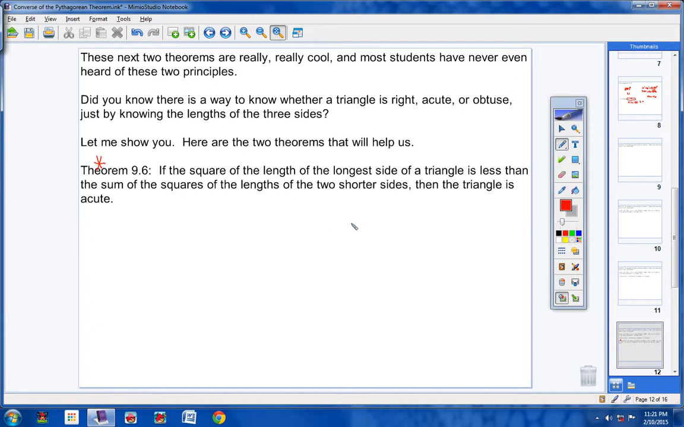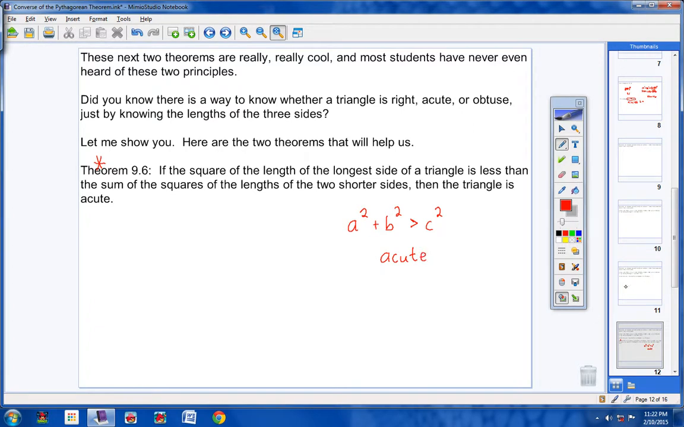Okay, students, here's what I'm saying. Let's say you have three sides of a triangle. Write this down, please. You take the two shortest sides, square them, and add them together. If that number is greater than the longest side squared, then you know for sure that you have an acute triangle, just like that. Isn't that neat?